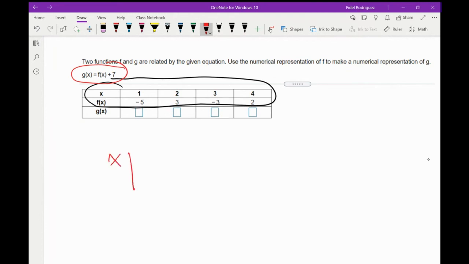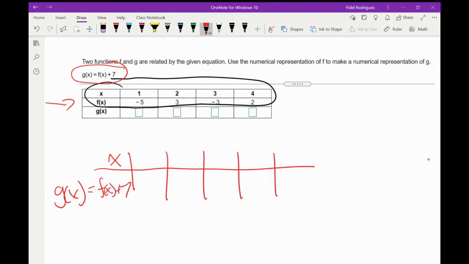So remember, just like I did before, I'm going to go ahead and write out my whole new table. I'm not going to worry about what they're giving me here. I'm going to make my own, just like we did earlier.